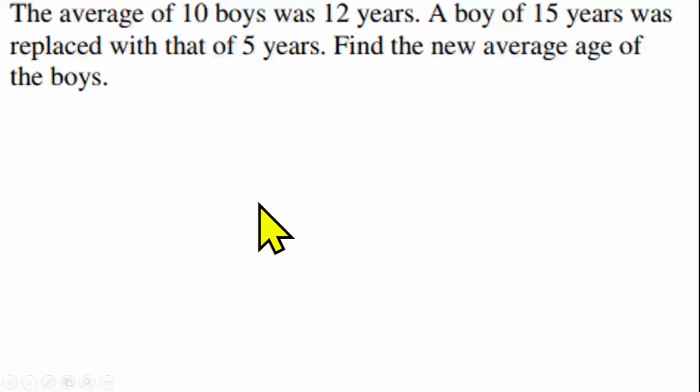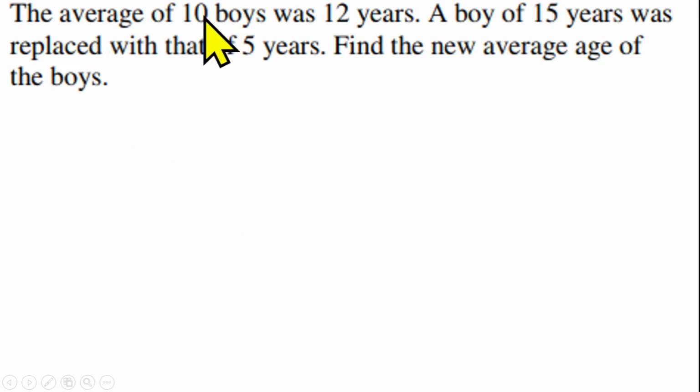More questions on our way. The average of 10 boys was 12 years. A boy of 15 years was replaced with one of 5 years. Find the new average of the age of the boys. So this is also a word problem on the mean of ungrouped data. These questions are objective questions, and they are past questions that we are treating now.